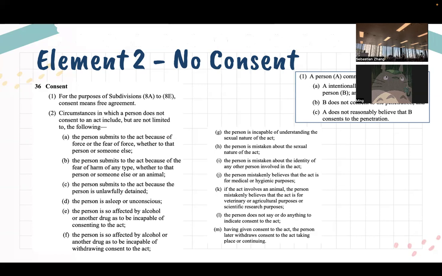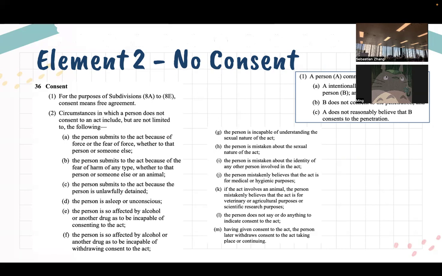So for example, if you went to D1 this Friday night and you drink a lot of alcohol, maybe you see a girl that's drinking a lot of alcohol and she's drunk, and then you say, wait a minute, she consented to me. Then section 36(2)(e) tells us she is incapable of consent.